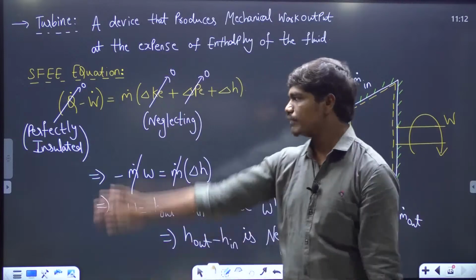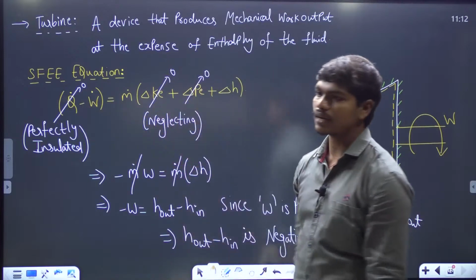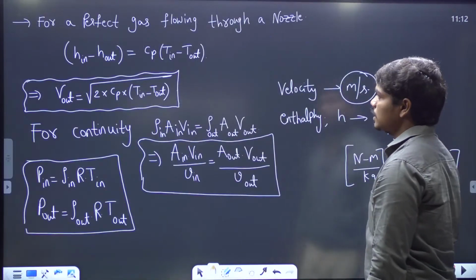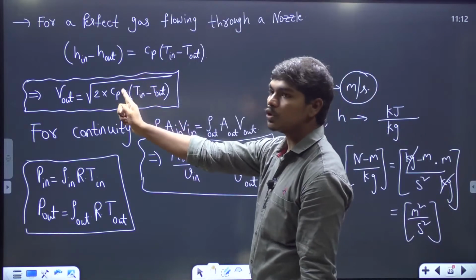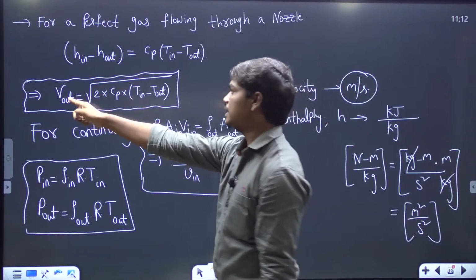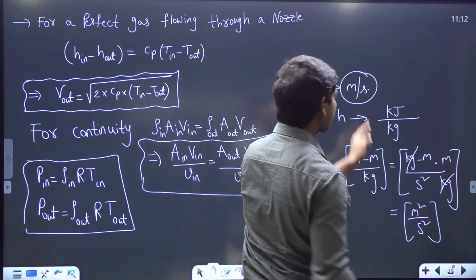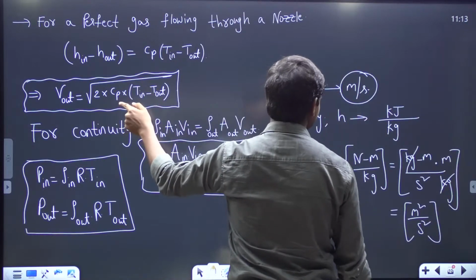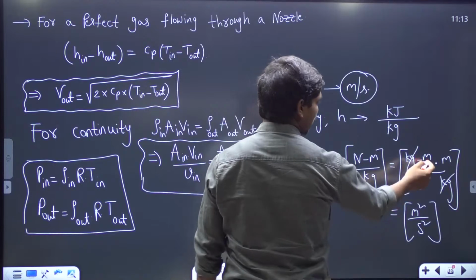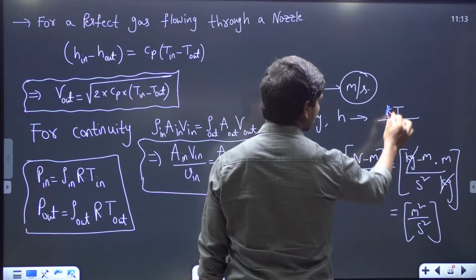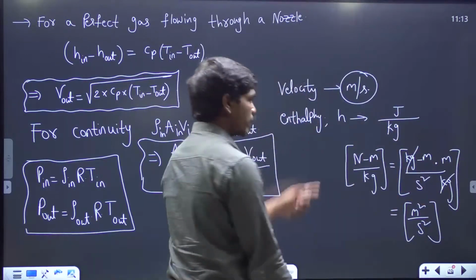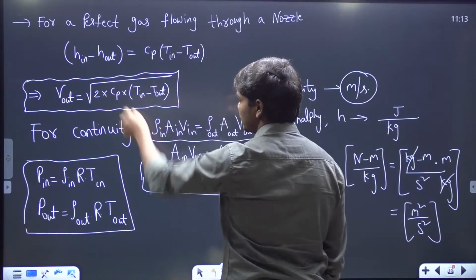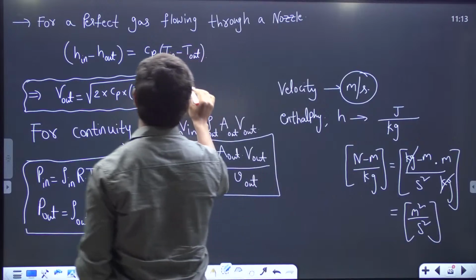So did you all understand why we are neglecting Q, delta KE and delta PE? And one caution I forgot to tell you when applying the nozzle equations: this Cp should be in joules per kg Kelvin, because if you see, the velocity is in meters per second. To match the units, to convert this into kg per meter square, you should have joules on top. When this is in joules per kg, only then you get these values. So the Cp value should be in joules per kg Kelvin. You can add a note here.